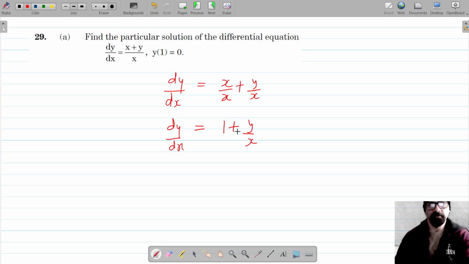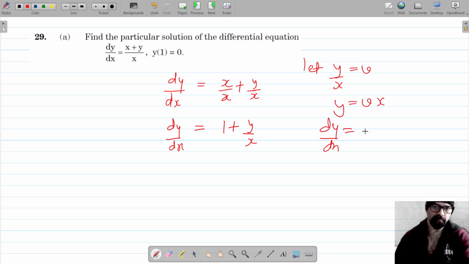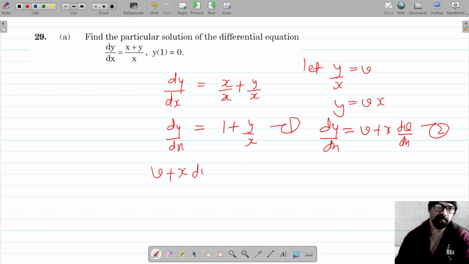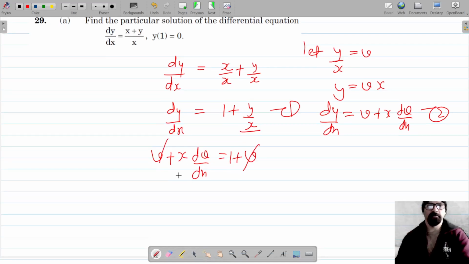Now, let's make the substitution. Let's say y upon x is equal to v, which gives me y is equal to vx, and its differentiation is dy by dx is equal to v plus x into dv by dx. So this is equation 2, this is equation 1, and comparing this, we get v plus x into dv by dx is equal to 1 plus v, since y by x is v. So v and v get cancelled.